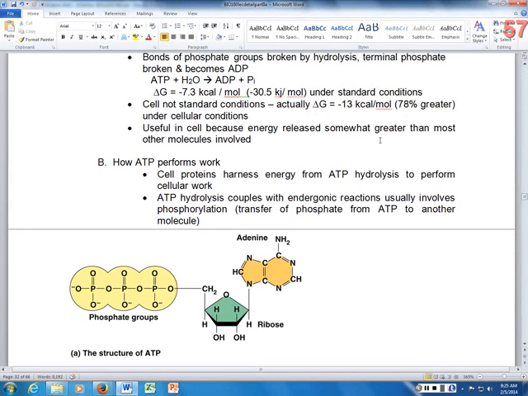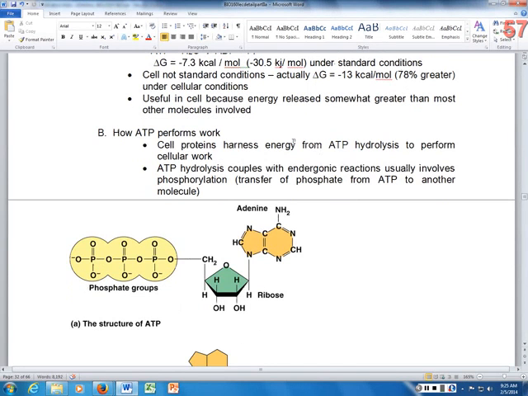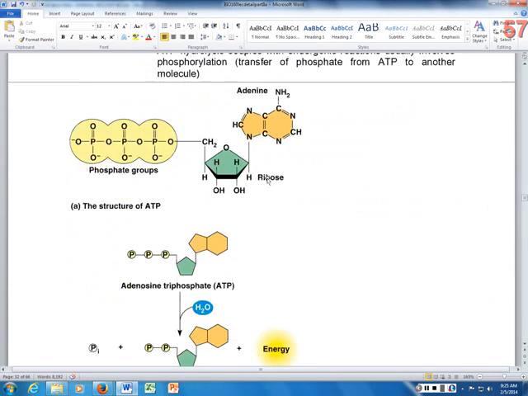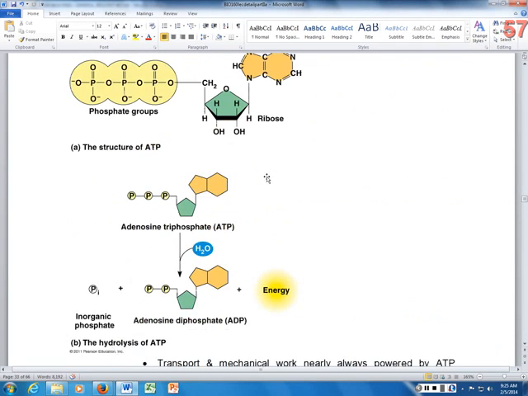This is important because the energy that is released is somewhat greater than what most other molecules involved release. You have to have that difference in energy to be able to drive reactions. So cells are going to harness the energy from ATP hydrolysis and use it to do work.